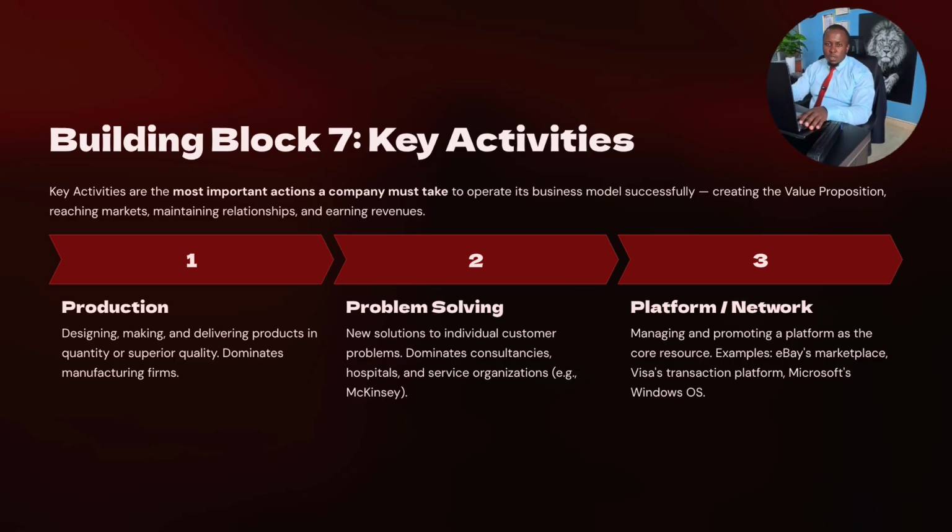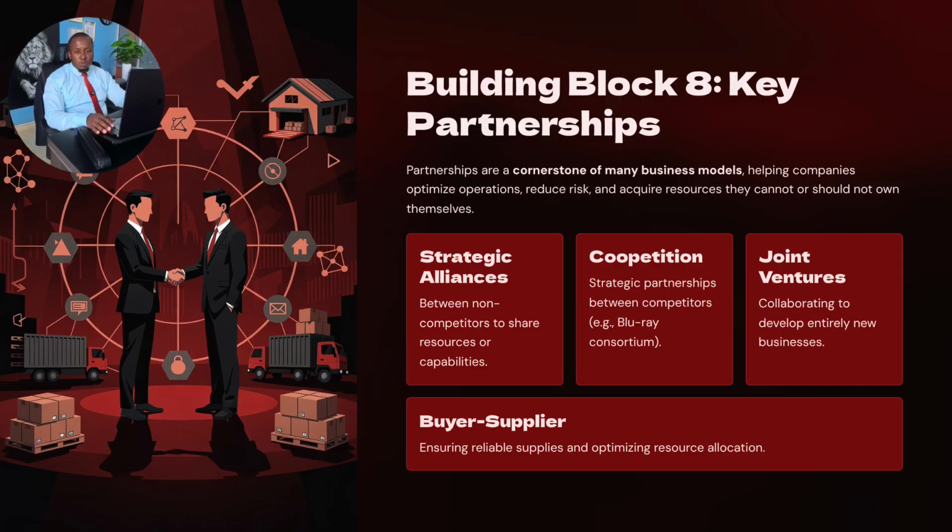Now we proceed to our eighth building block, which is key partnerships. Now for key partnerships, these are the cornerstone of many business models, helping companies optimize operations, reduce risk, and acquire resources they cannot or should not own themselves. The different types of key partnerships which one might have as a business. The first one is strategic alliances. Now these are between non-competitors to share resources or capabilities.